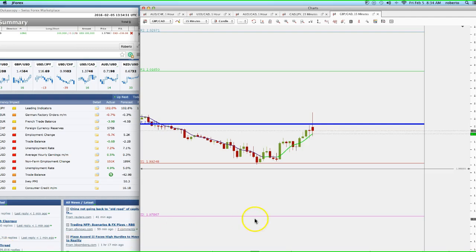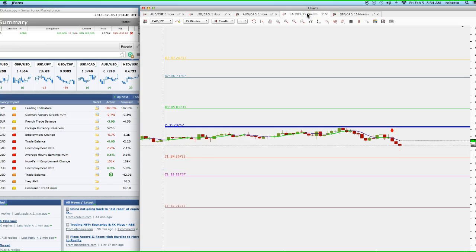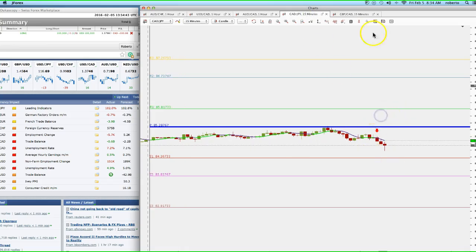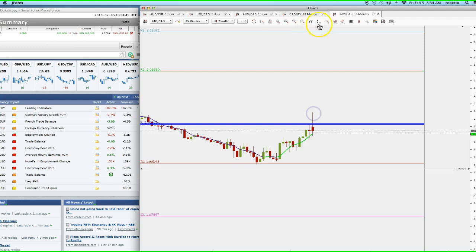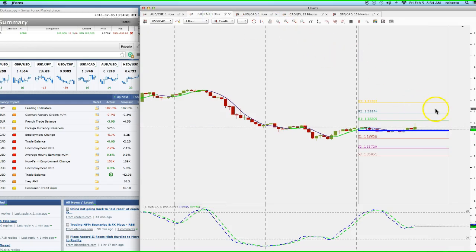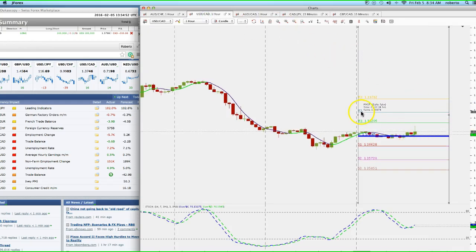So what I'm going to do, I'm just going to pause the tape for a second. I'll come back in about 15 minutes and enter a trade on first Canadian yen. I'm going to be selling Canadian yen. I'm going to be buying pound Canadian dollar and buying USD CAD.